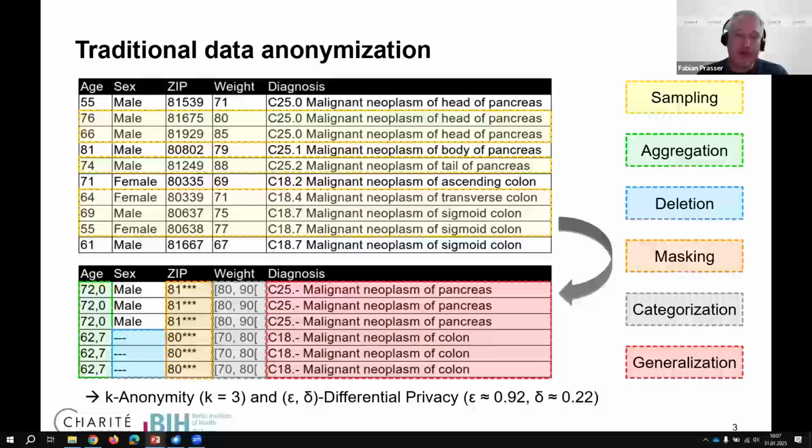And for those of you who have sort of studied this field a bit before, you're probably aware of the well-known k-anonymity property, for example, which is one potential optimization goal, which basically says that you want to generate an output data set where records are indistinguishable from other records. In this case, the records are indistinguishable in the output data set from at least two other records.